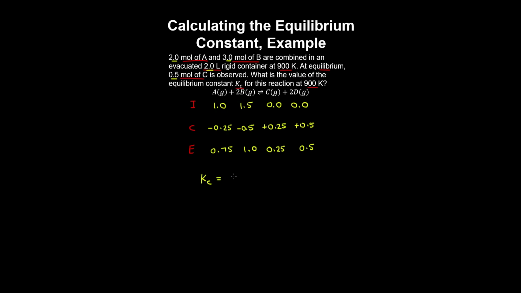So in the numerator, we have the concentrations of the products raised to their stoichiometric coefficients. And in the denominator, we have the concentrations of the reactants raised to their stoichiometric coefficients, which gives the following result using one significant figure.